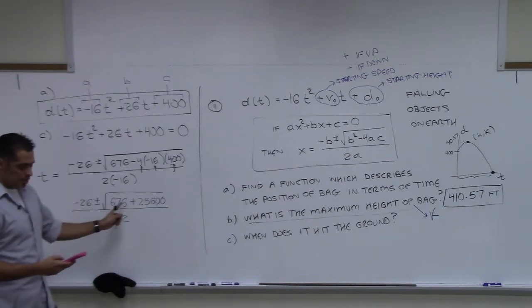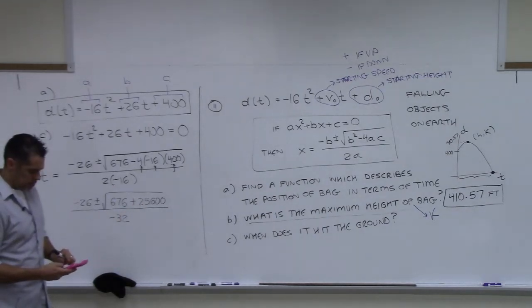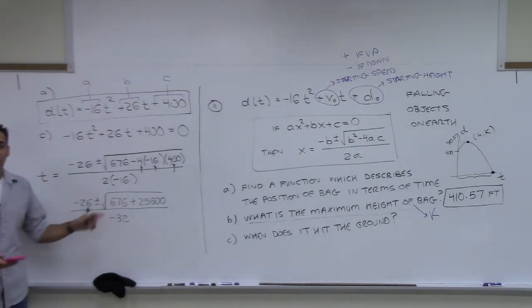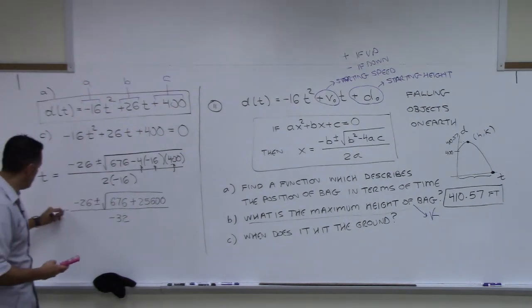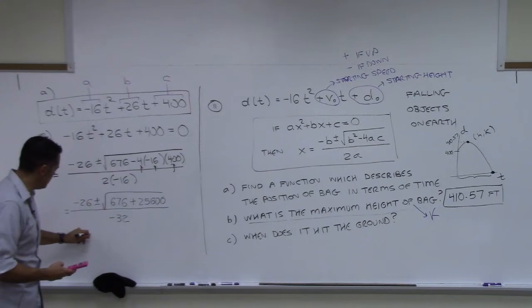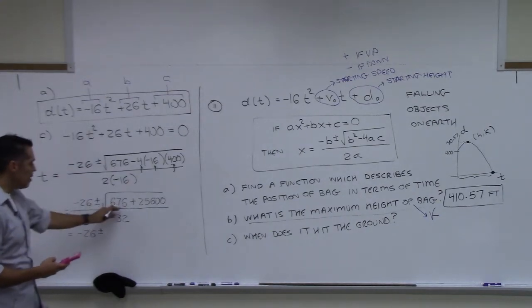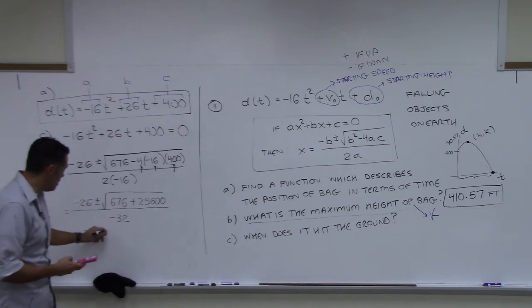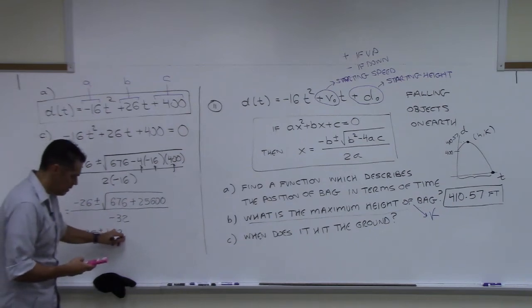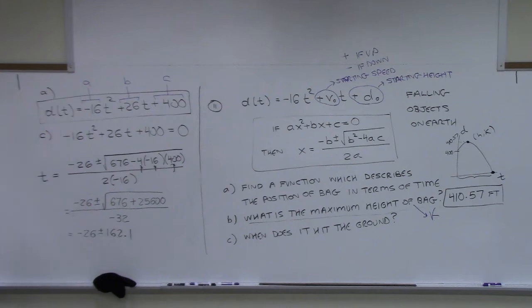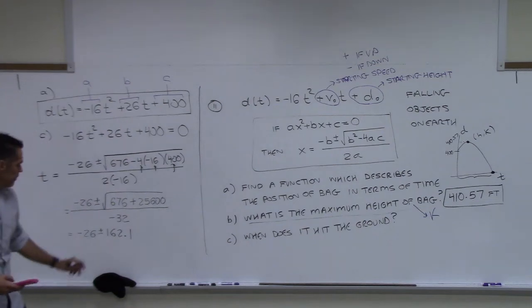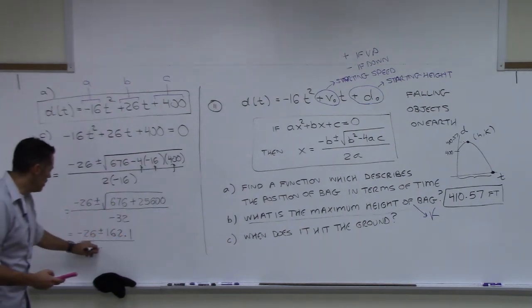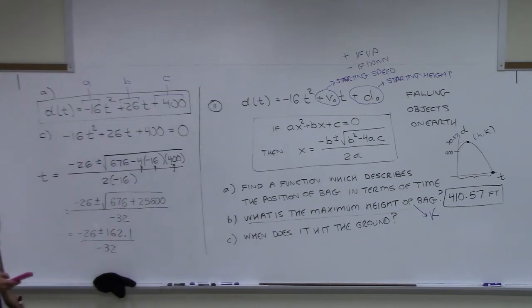Go ahead and add these two numbers together. Okay, add those two numbers together and then take the square root. And I'm just going to tell you what you get. So this should be equal to negative 26 plus or minus, after I add those two numbers and then do the square root on my calculator, I get 162.1. I'll just round it to one decimal place. Actually it's 162.0987. I'll just go 162.1. All divided by negative 32. Okay? Questions?